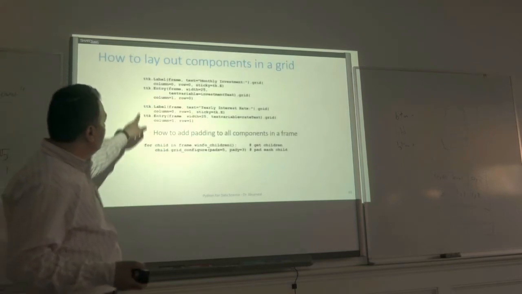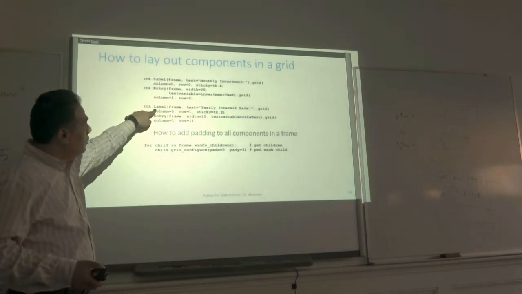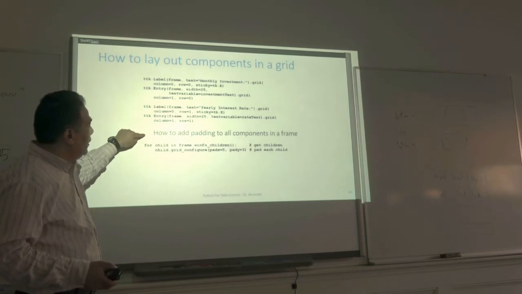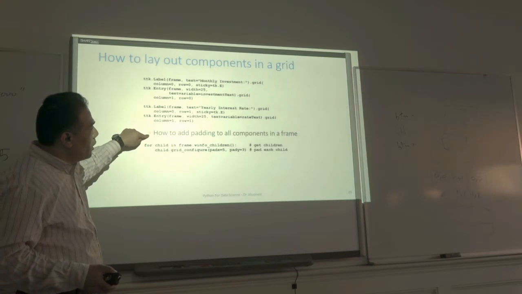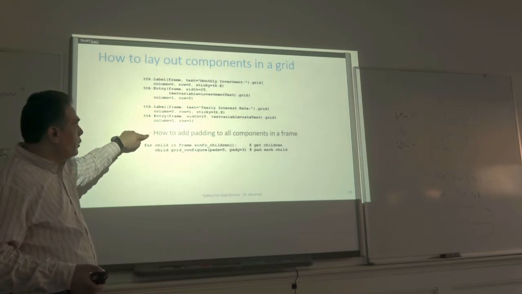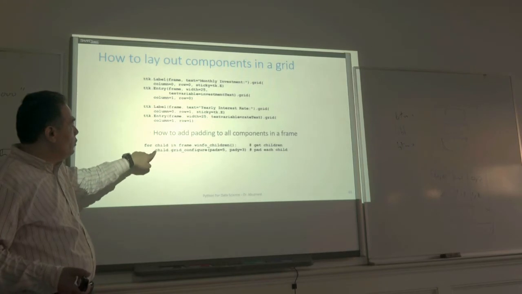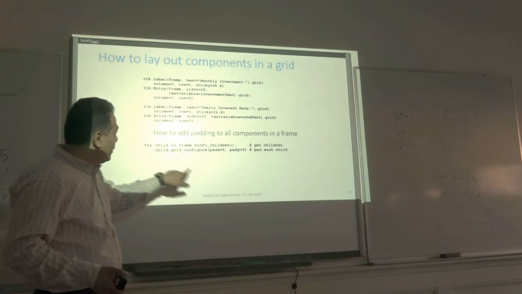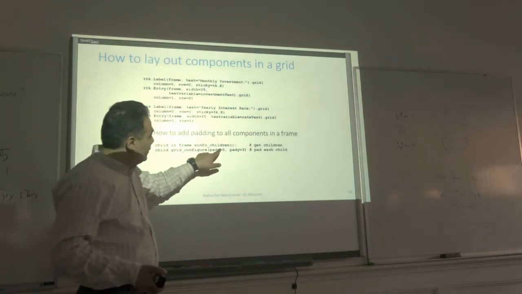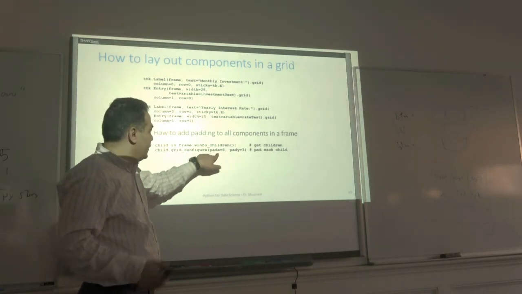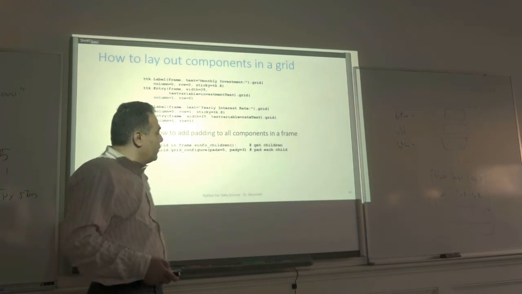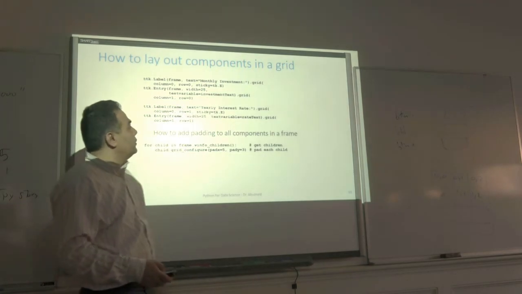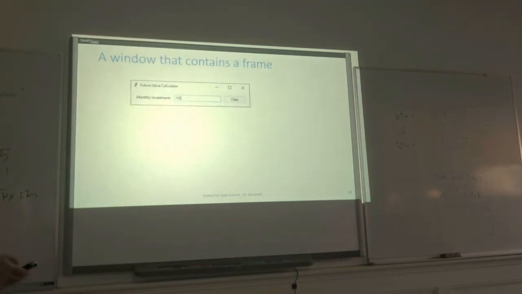Okay, so column. Then after that I have a label, then after that I have an entry. All right. How to add padding to components? Very simple. For each child in the frame's children, child dot grid configure, padx 5 and pady 5. So that's one way. Or you could add it individually on each one of these.